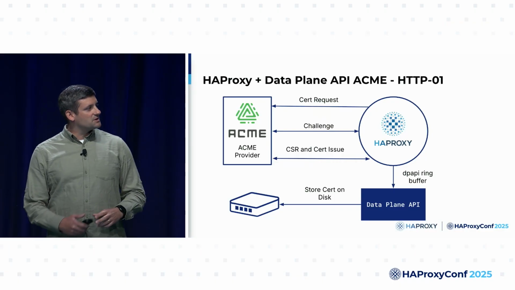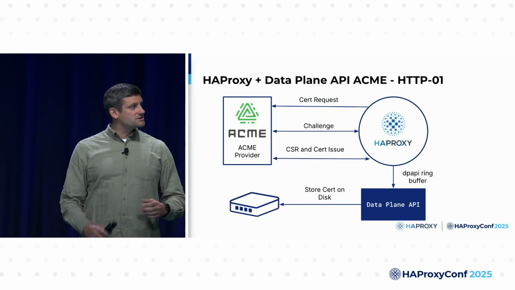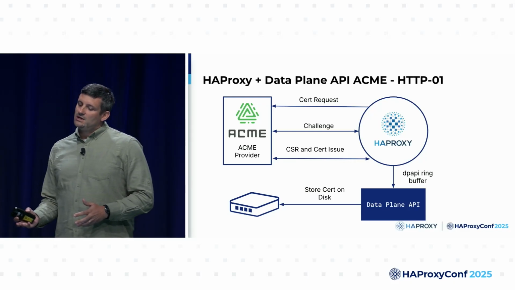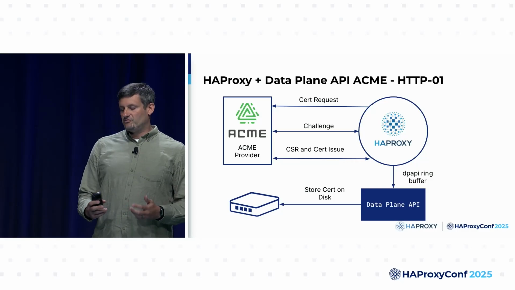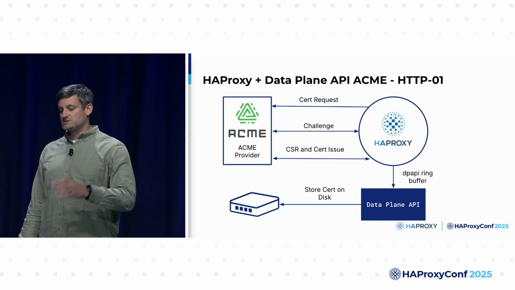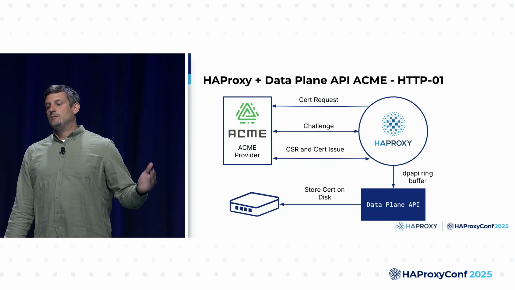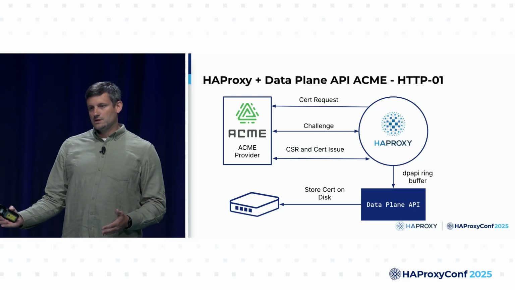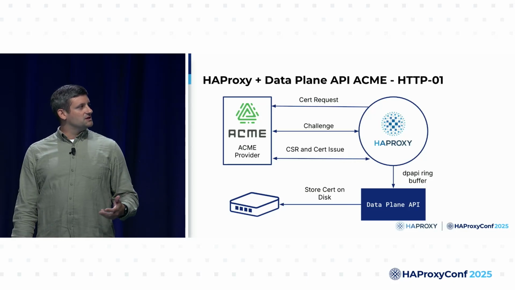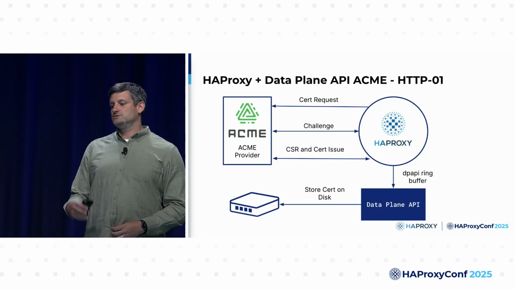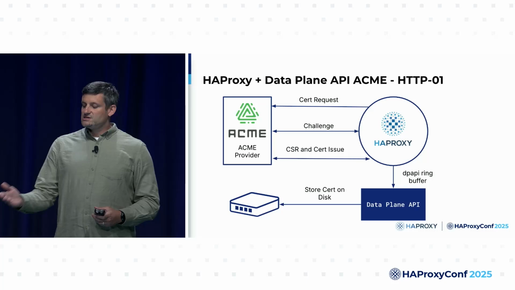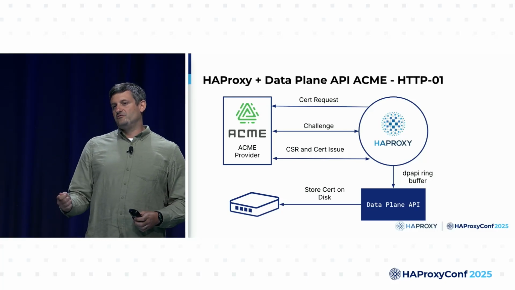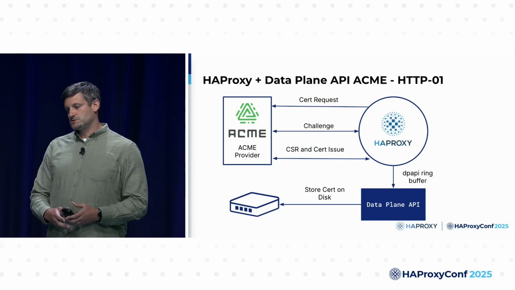So here's a small diagram of how, when working together with HAProxy and Data Plane API, you can now implement the full HTTP challenge method of the ACME provider. HAProxy will issue a certificate request to the provider. Provider will issue a challenge, which HAProxy will solve. HAProxy will issue a CSR and download the certificate into memory. Once the new certificate is downloaded, using the ring buffer the Data Plane API is listening on, it will be notified about the new certificate and Data Plane will store it on disk.